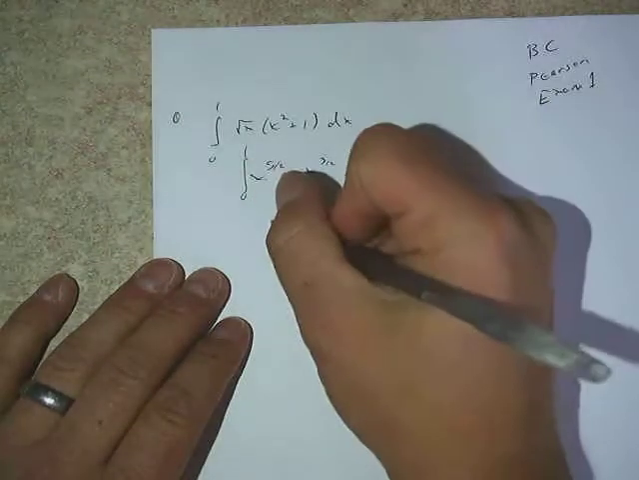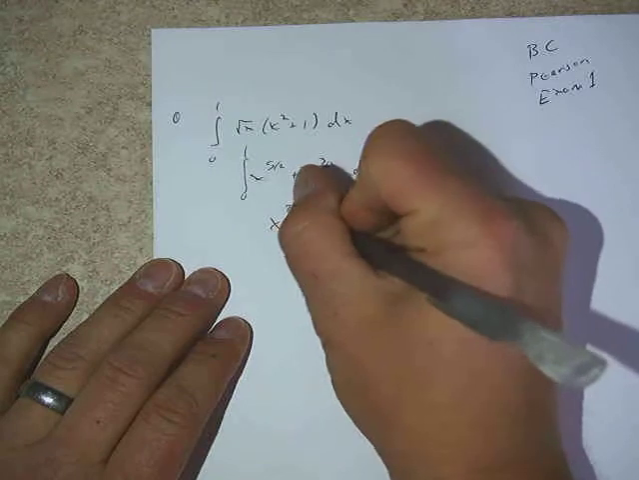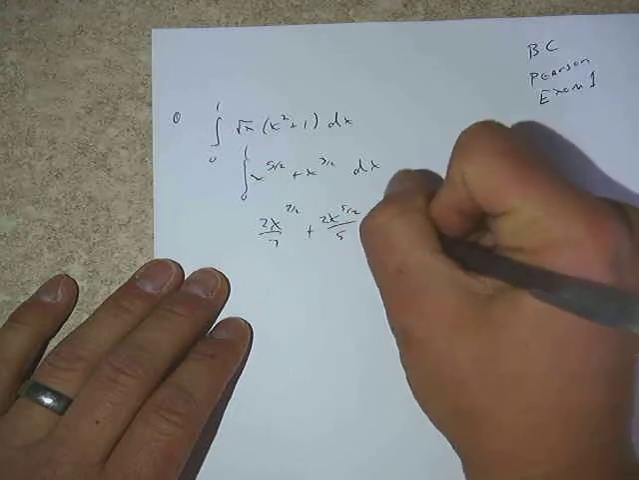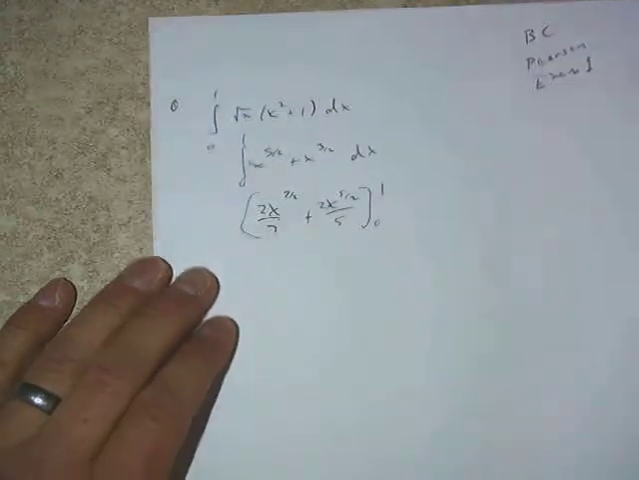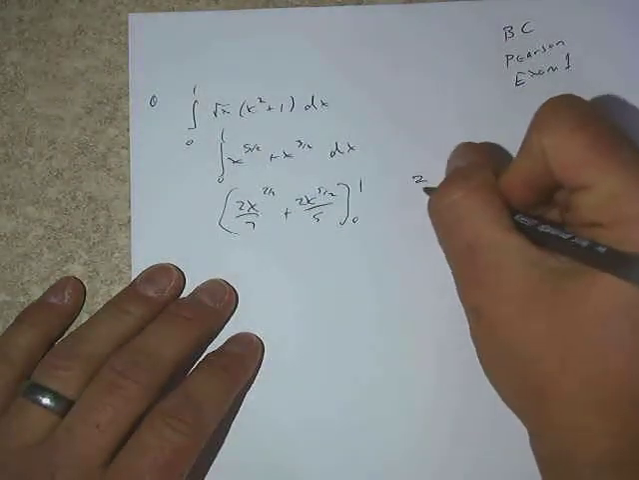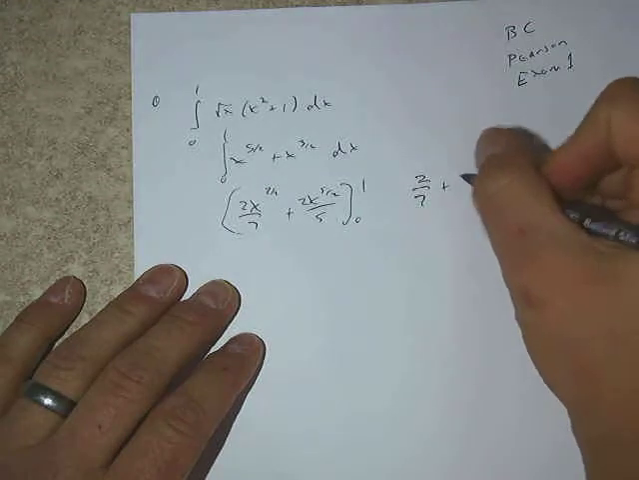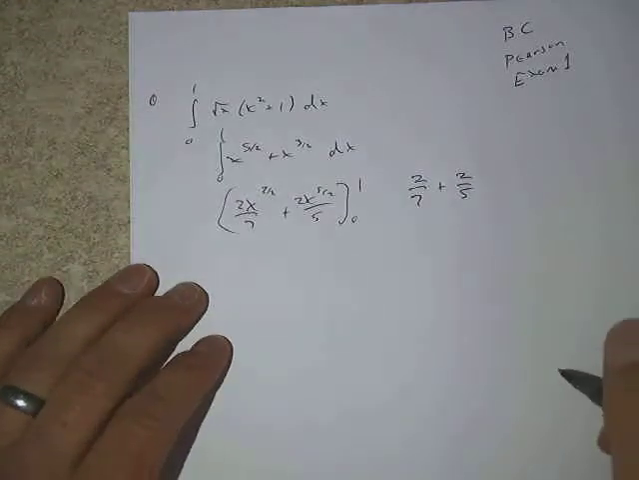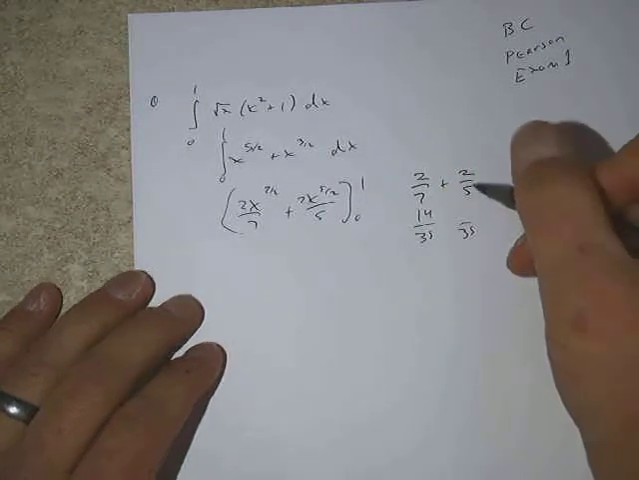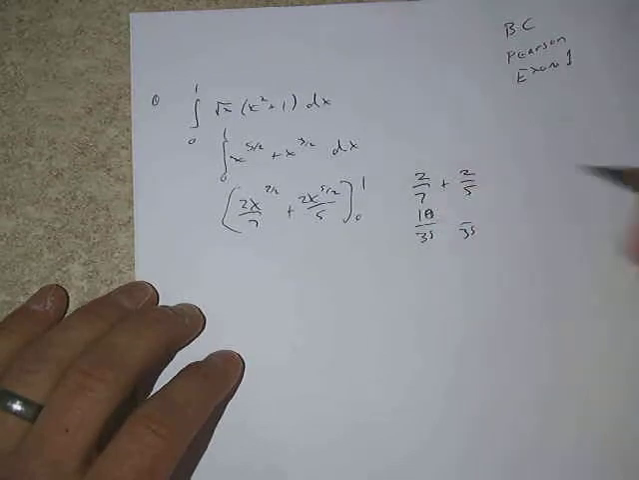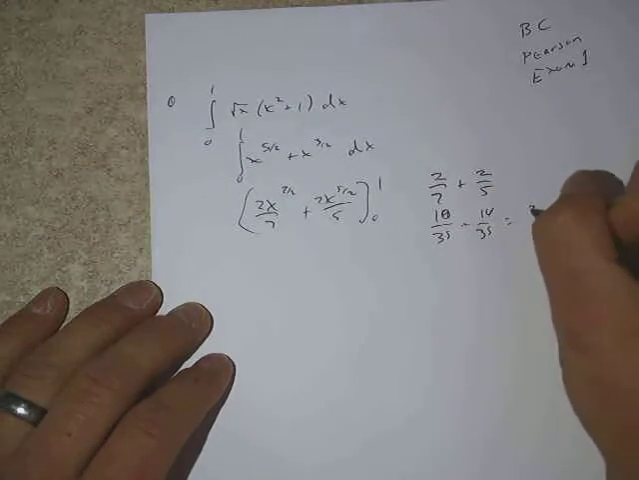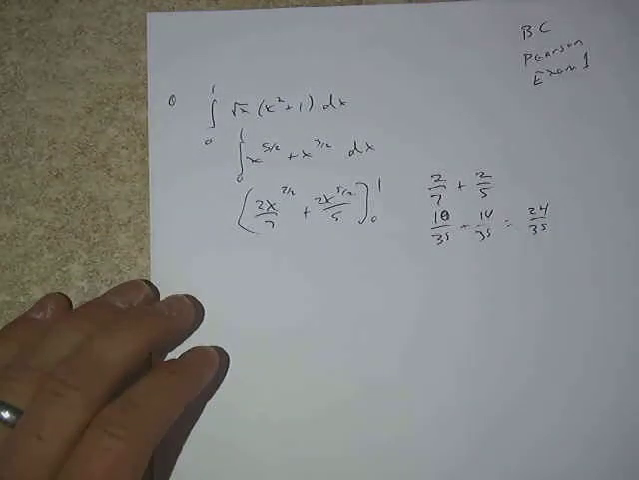x times x, add the powers, and if we add 1 to that, it'd be x to the 7/2 over 7/2, and x to the 5/2 over 5/2, on 0 to 1. And if we put a 1 in there, we're going to get 2/7, 2/5. And ultimately, if we add those together, we get 35ths, 14 35ths. Nope, 10 35ths, sorry. 7 times 5, 2 times 5, 14, 24 35ths.